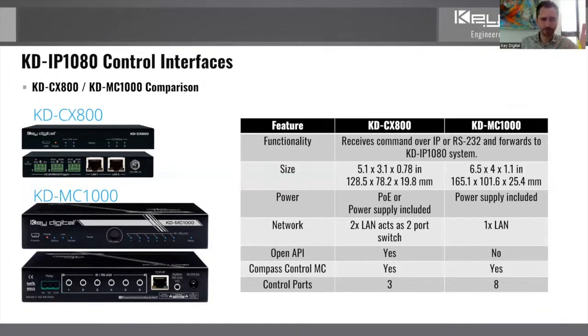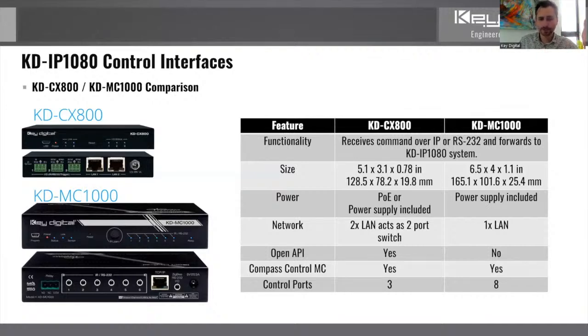If you look at the LAN ports, they should be about the same size. And it's accurate. The CX800 is much smaller than the MC1000. Both of them are small. They're not rack mountable products, though. They're both too small for being rack mount. The CX800 is PoE powerable, which is one of the reasons I like it.